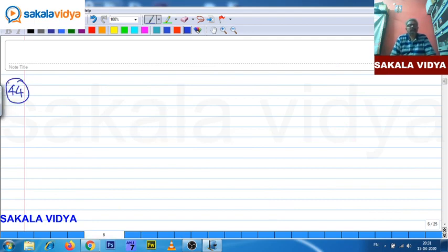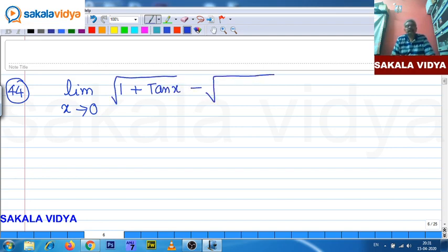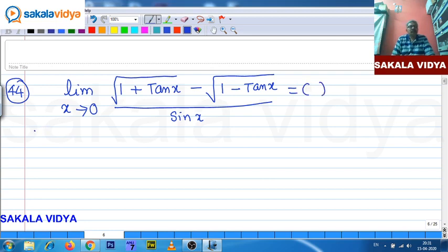Question 44. Limit x tends to 0, root of 1 plus tan x minus root of 1 minus tan x upon sin x equals to. First option 0, second option 1, third option 2, fourth option 1 by 2. This is the question.